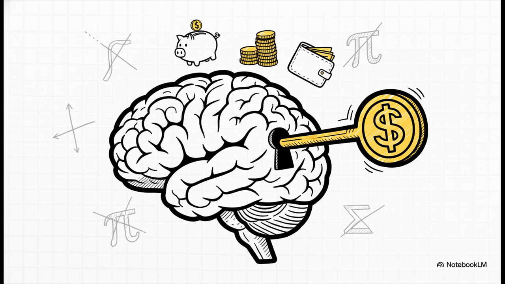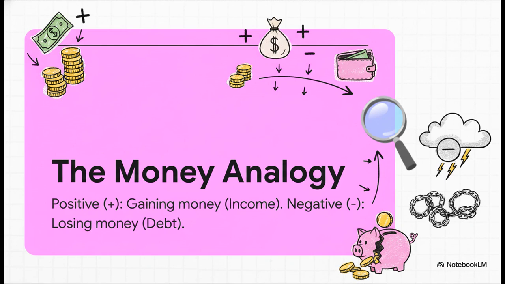And here it is. This is the big secret. The best way to finally get integers isn't to just memorize a bunch of abstract rules. Nope, it's to think about something we all understand perfectly: money. Every single thing we're going to talk about today, we're going to frame it in terms of gaining or losing cash.